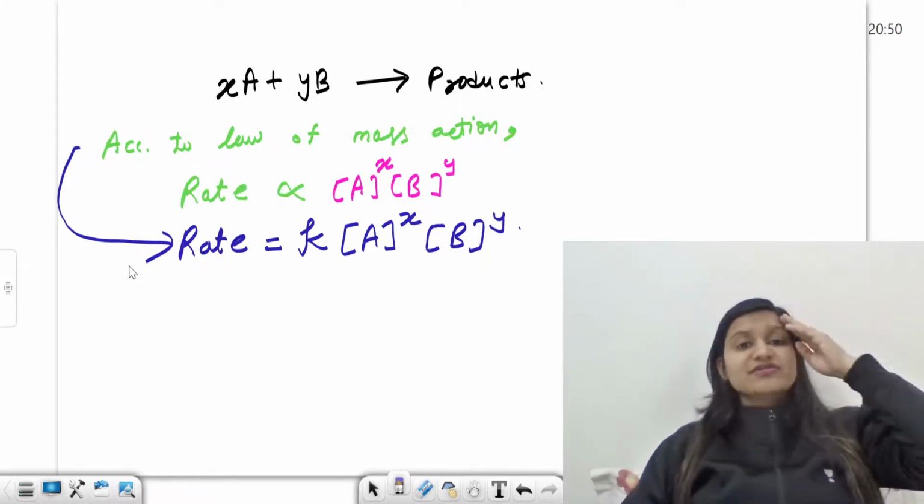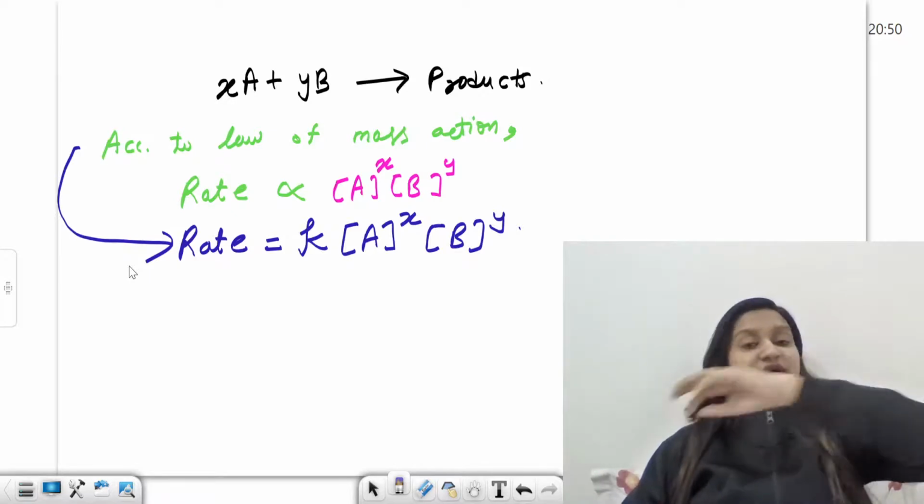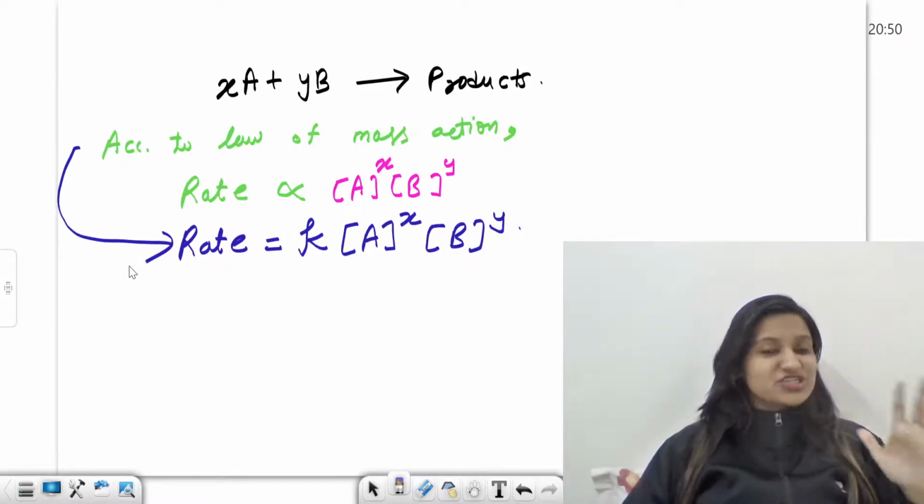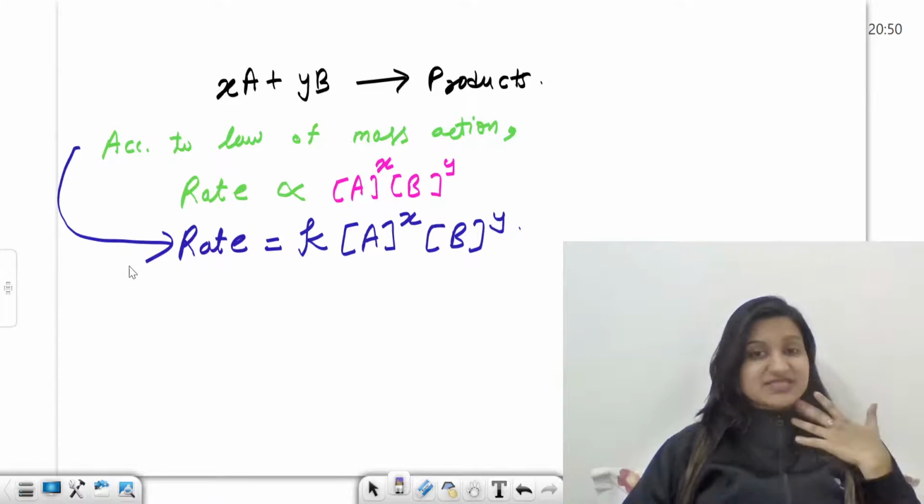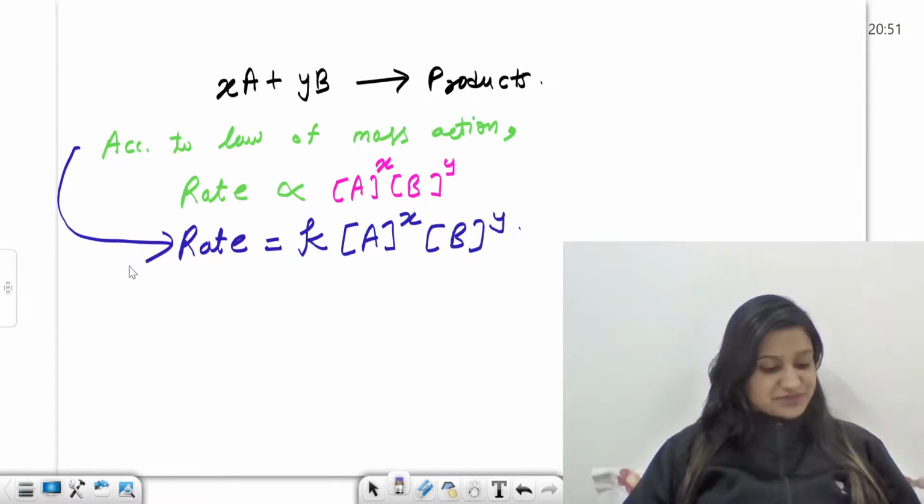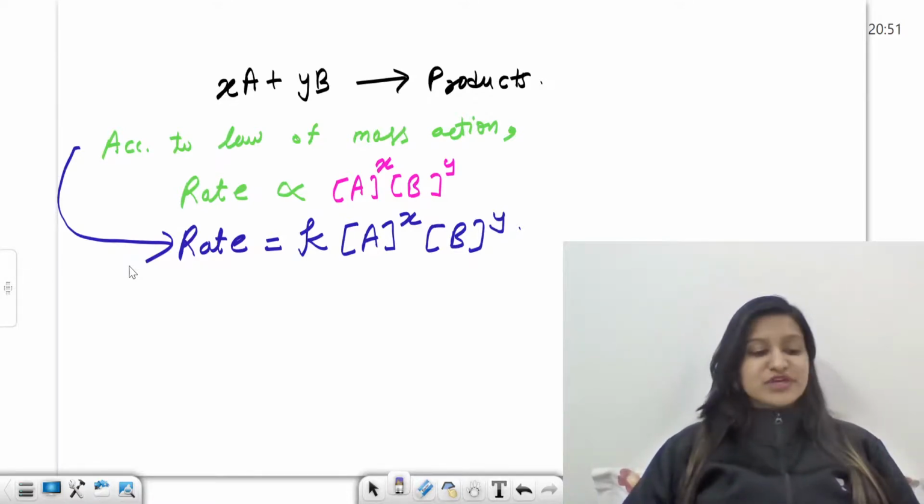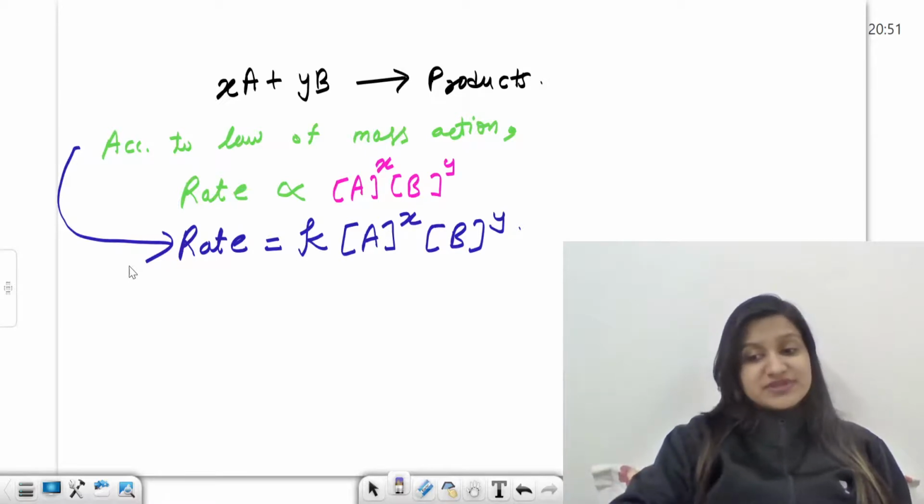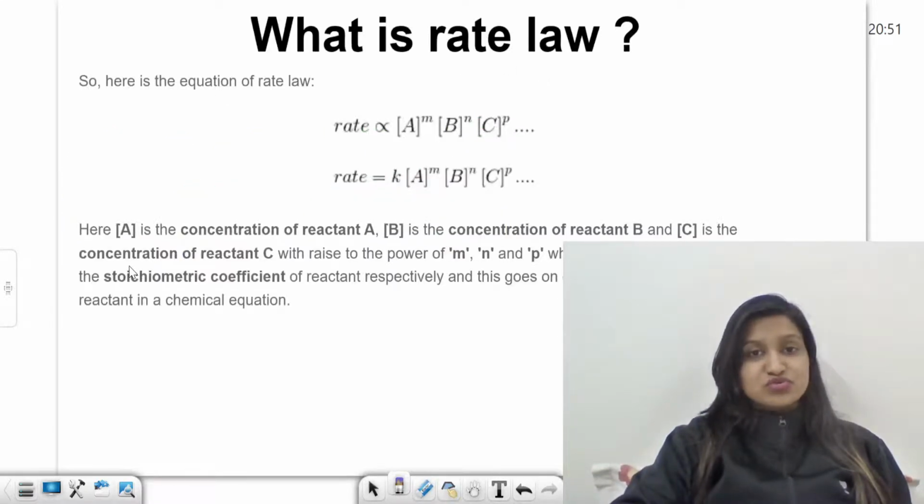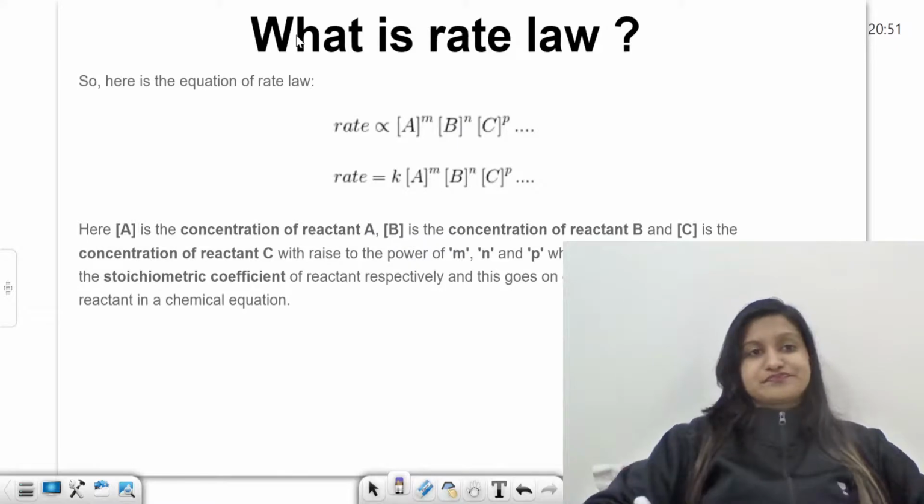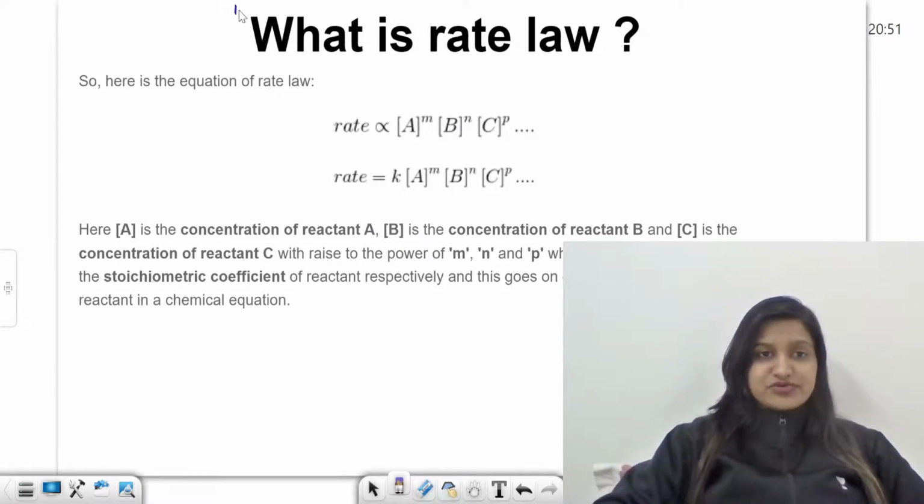What is the law of mass action? This is the law of mass action. Now what are we going to do? The next thing we are going to do is the rate law. It is the rate law.